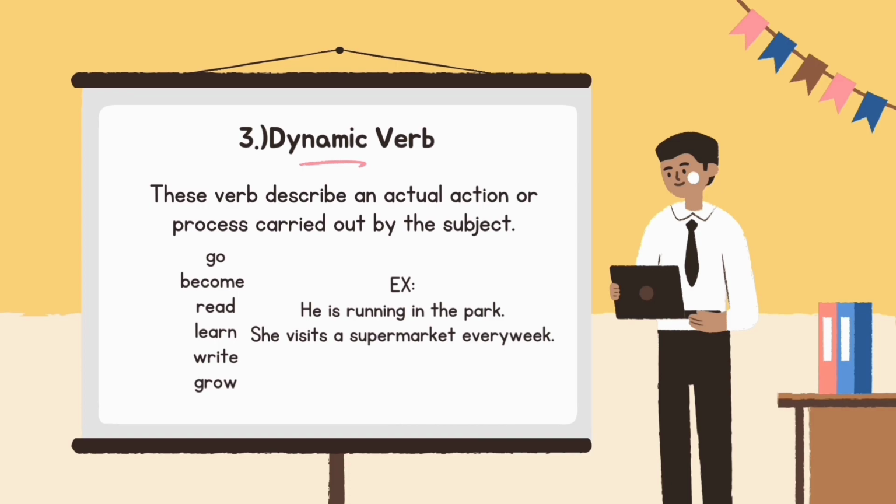Dynamic verb. These verbs describe an actual action or process being carried out by the subject or a sensation that is felt by the subject. These include eat, run, sleep, walk, talk, go, become, read, think, write. For example, he is running in the park. She visits a supermarket every week.